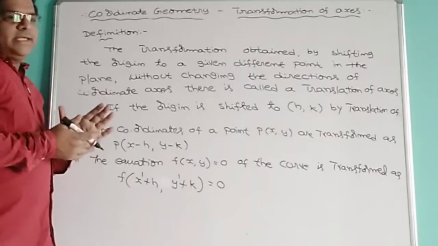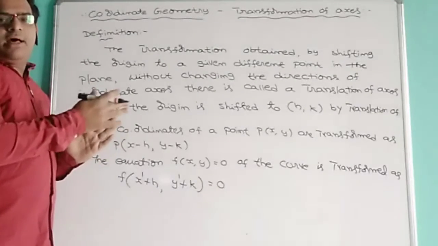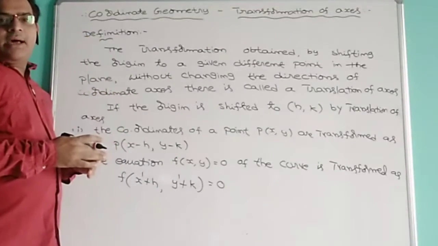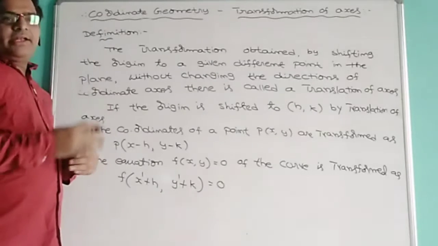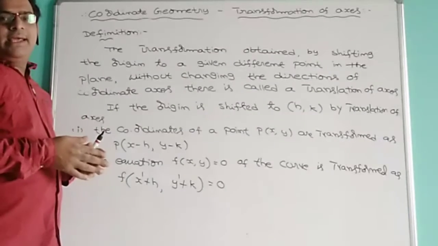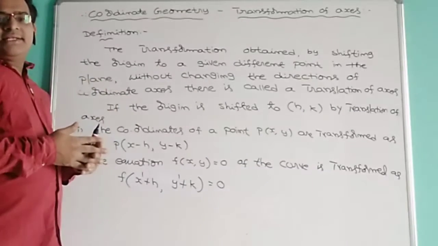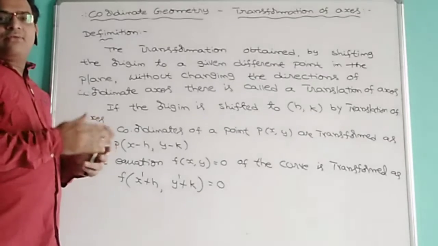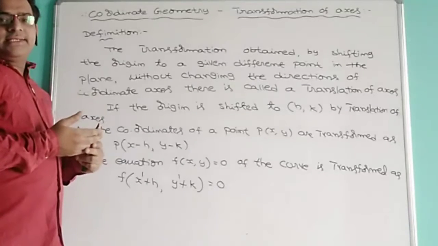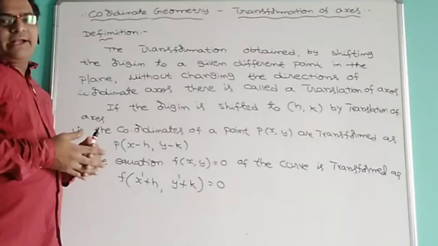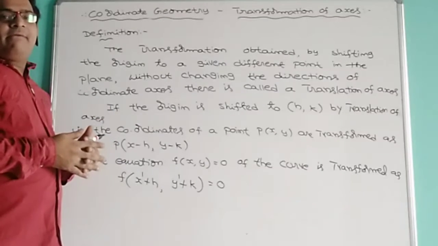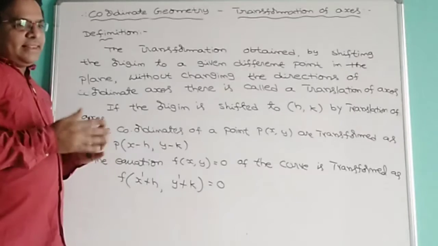Previously I explained the proof. Suppose any one origin is there, and that origin is shifted to the point h comma k. If you consider a point P(x, y) with respect to OX and OY, and the origin is treated as h comma k, then the new axes are O'X' and O'Y'. With respect to those axes, if the new point is P(x', y'), then the relation is x equals x' plus h, y equals y' plus k.